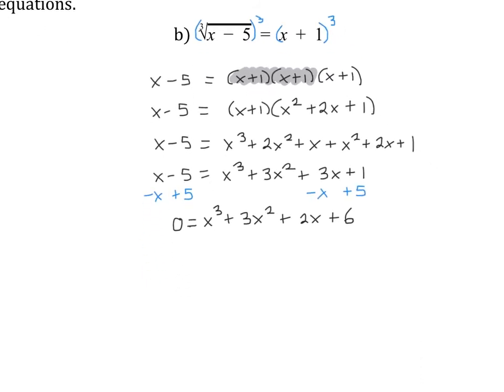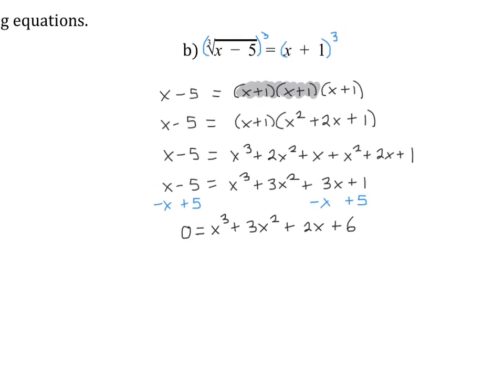So here, to solve this one, we can try factoring it. Since there's 4 terms, I'm going to try factor by grouping. So we start by looking at our first 2 terms, and we see what their GCF is. So this has a GCF of x squared. And then our second 2 terms have a GCF of 2. So let's see what we get. So this gives us x squared times x plus 3 plus 2 times x plus 3.